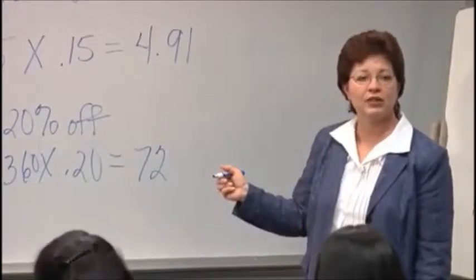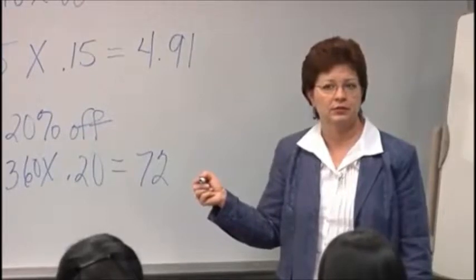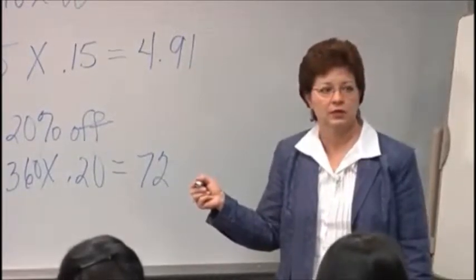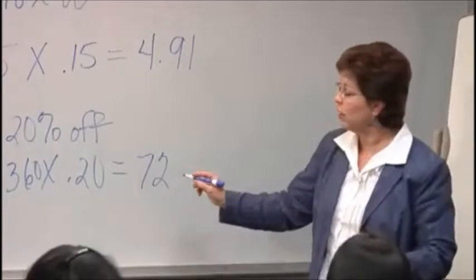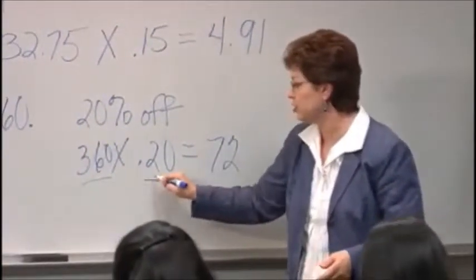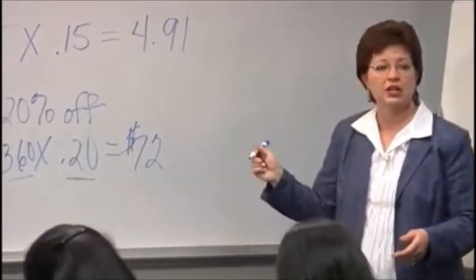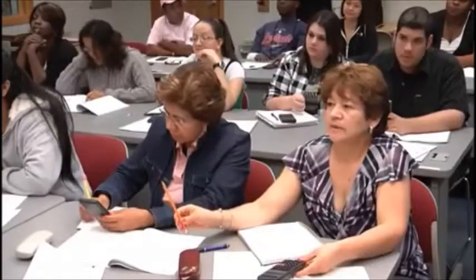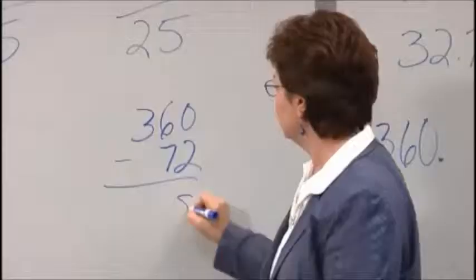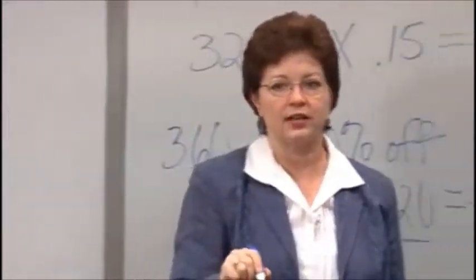All right. So you would save $72. And if you wanted to know what the sale price is, what additional step do you have to do? What would the sale price be? So, this is the original price. That's how much the discount rate is. This is how much we save, but we want to know what we are actually going to pay. How do you find the sale price? You subtract 360 less 72. Good. And you got $288. Okay, so the TV would cost $288.